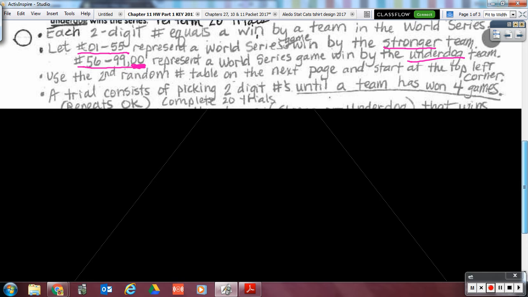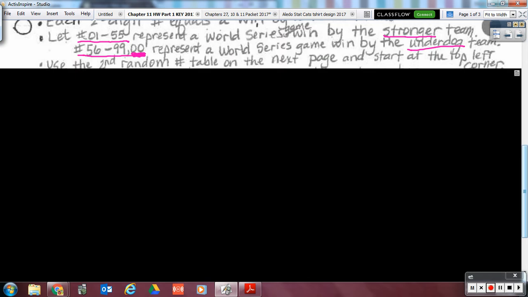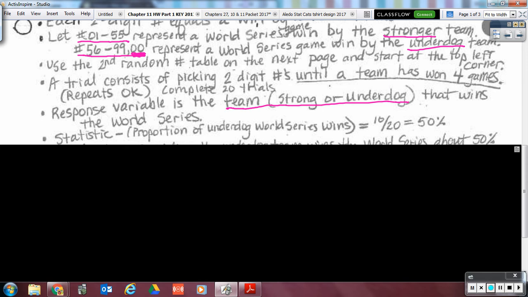A trial consists of picking those 2-digit numbers until you have a World Series winner. Then the response is the team, the strong or underdog, that wins the World Series. So this next thing, the statistic, you don't have to tell me what it is. You just give me your number. The statistic was 10 out of 20 World Series were won by the underdog.